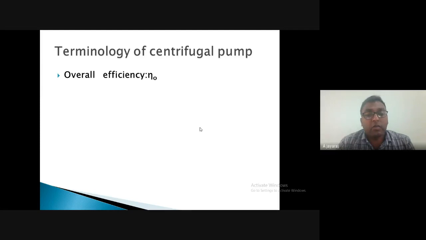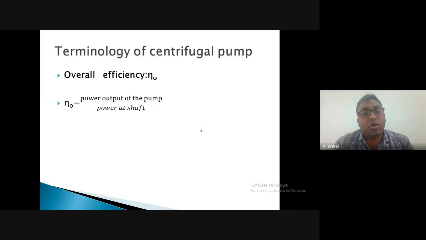Then finally we have the overall efficiency. Overall efficiency is nothing but the combination of the mechanical efficiency and the manometric efficiency. It can also be defined as the product of mechanical efficiency and the manometric efficiency. So overall efficiency is defined as the power output of the pump divided by the power that has been supplied into the pump. The power supplied into the pump is nothing but the power at the shaft, the power that is given to the shaft.